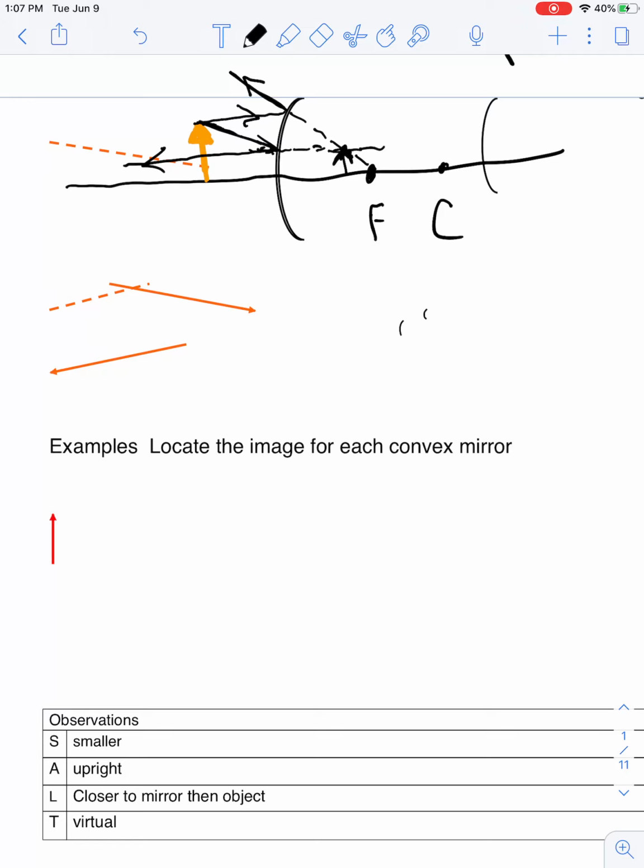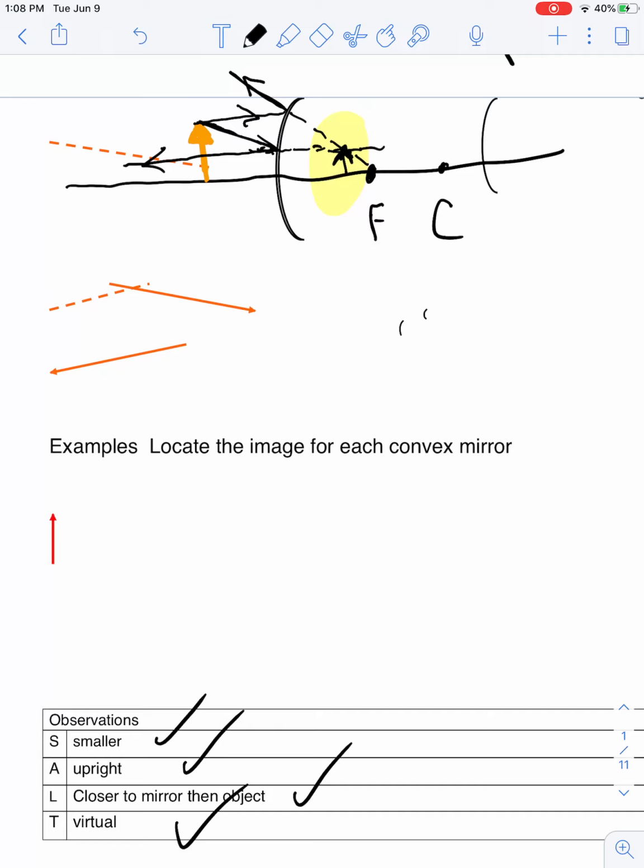Okay, so how would I describe my image, which is right here behind the mirror? Well, you're going to have to actually measure yours. What I see is it's smaller. Got that right. Upright, yes. Closer to the mirror than the object. Sure is. And virtual, yay. So that's it. That is a convex mirror, one that bulges out towards you as opposed to caving in away from you.